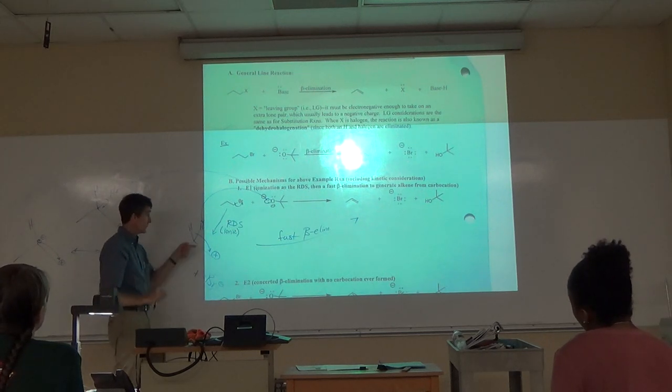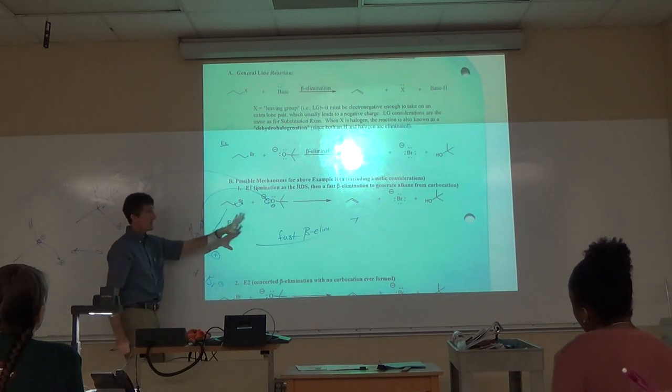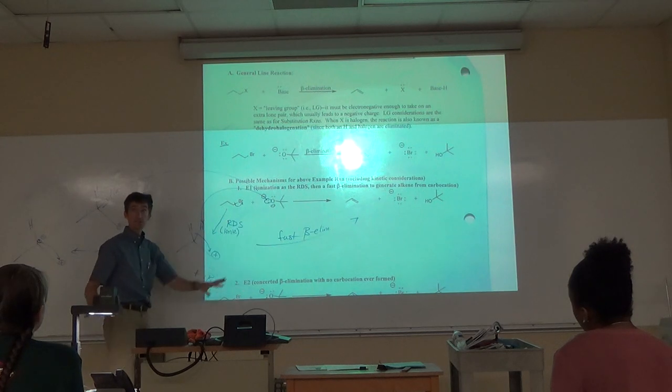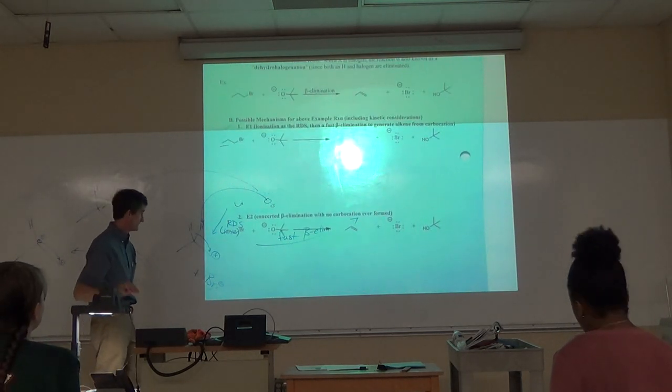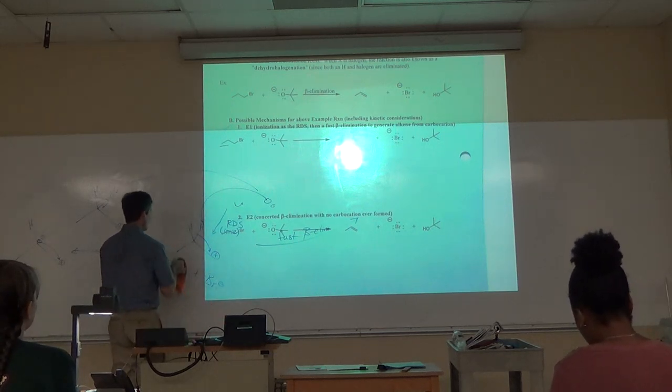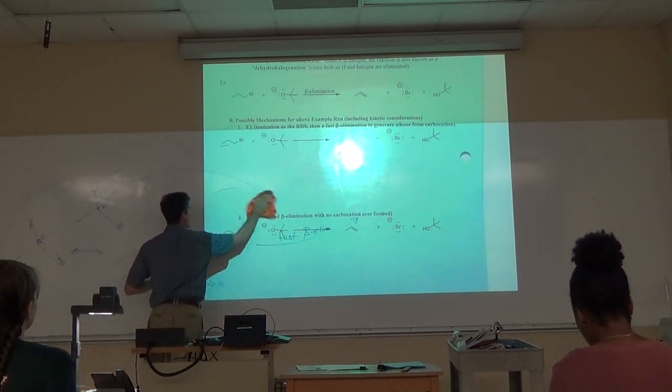E1 and SN1 both involve the carbocation. From there is where it can vary. You can either beta eliminate or you can attack. To get the alkene, we need to beta eliminate. Here we did a fast beta elimination. Let's do another mechanism. Let's do an E2. Is there another way we could show these products being formed, but not that way?